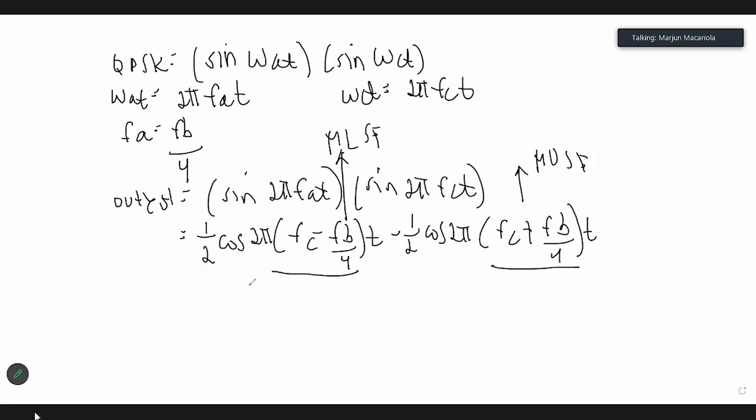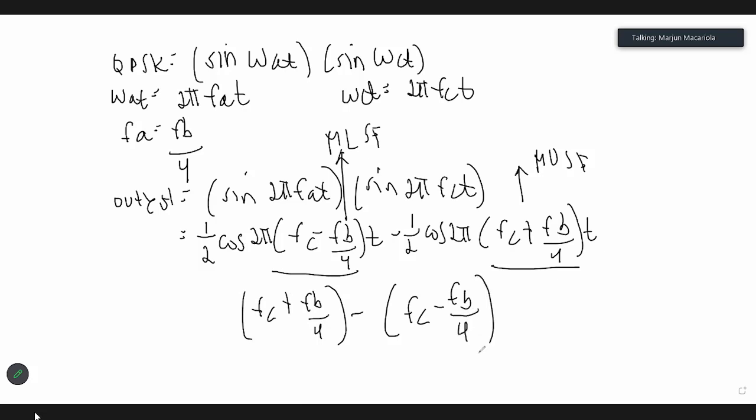So the bandwidth consideration will just be equal to FC plus FB over 4 minus FC minus FB over 4. So FC will just be cancelled out, and this will be equal to 2FB over 4, or just FB over 2. Okay? Nakuha po? Nagets po ba?